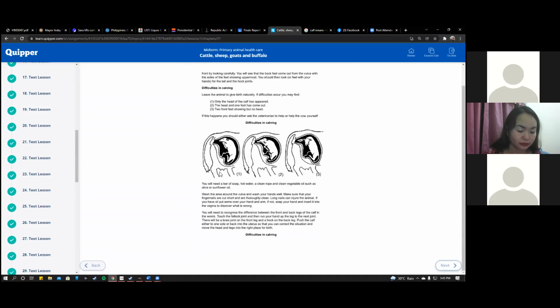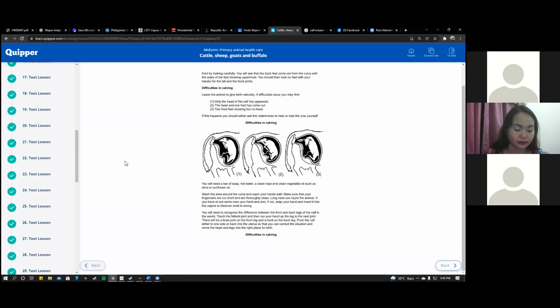So you will need a bar of soap, hot water, and clean rope and clean vegetable oil such as olive or sunflower. Wash the area around the vulva and wash your hands well. Make sure that your fingernails are cut short and are truly clean. Long nails can injure the animal. If you have oil, put some over your hand and arm. If not, soap your hand and insert it into the vagina to discover what is wrong.